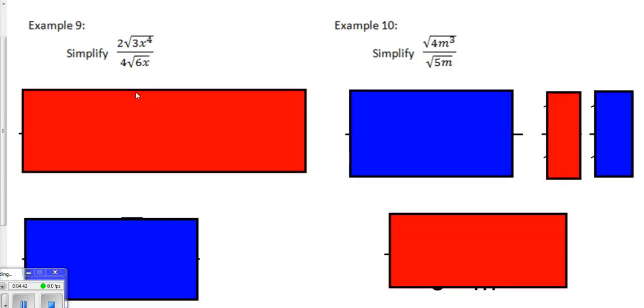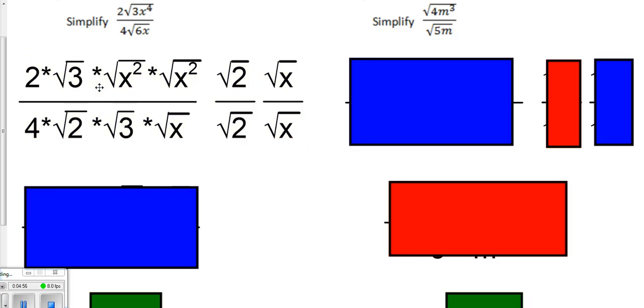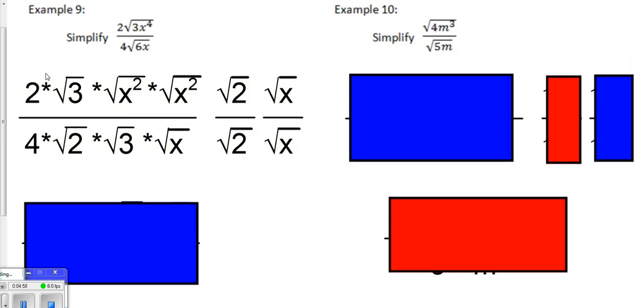All right, for example 9, we need to simplify 2 square roots of 3x to the 4th all over 4 square roots of 6x. So breaking down the top and the bottom, we have the 2 that we had from before. 2 goes here. Square root of 3 goes here. Now this x to the 4th, I'm breaking into x squared and x squared. Now again, like some of our previous examples, I'm doing that because now I can say that cancels that out, that cancels that out. So we don't have to deal with those.